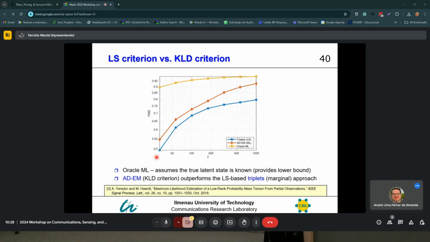And this is in terms of the FMS, the factor match score, as a function again of the observations, and also here the ADEM-based technique is significantly better than the one based on least squares on this marginal triplet approach.